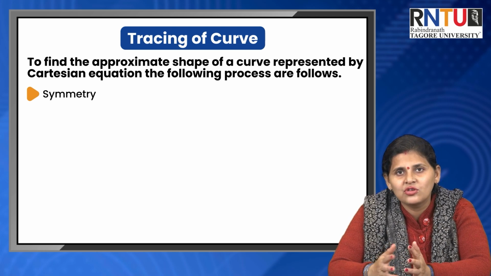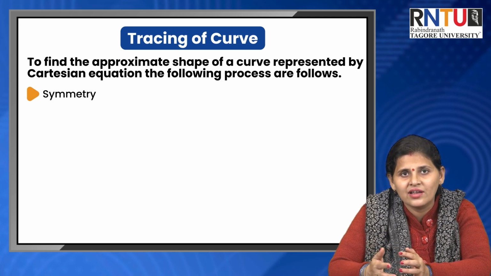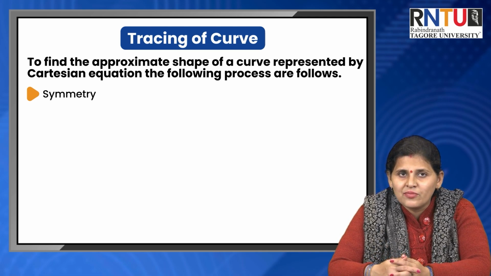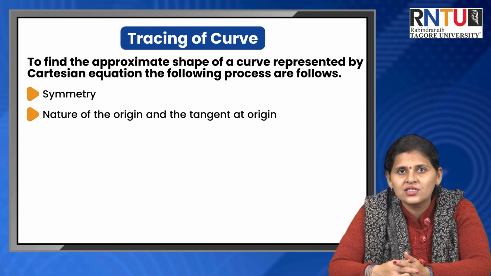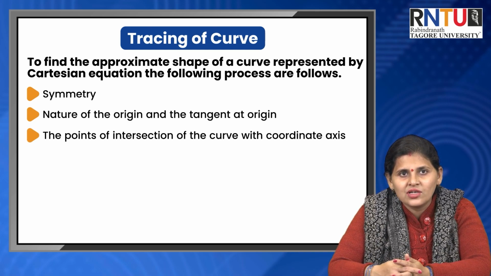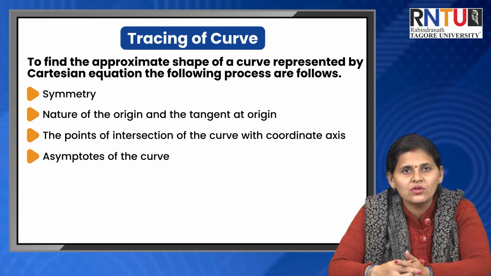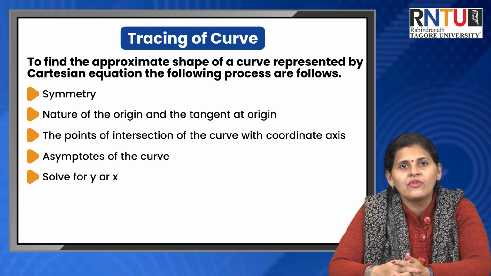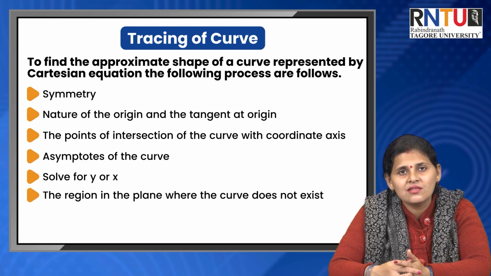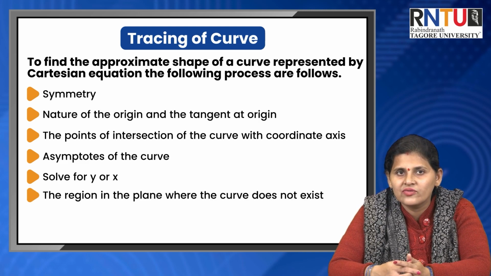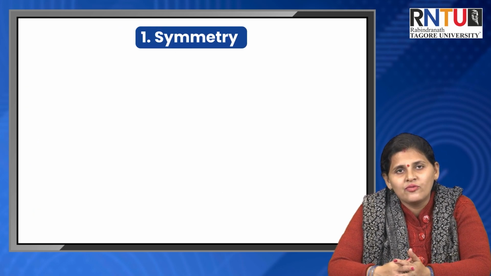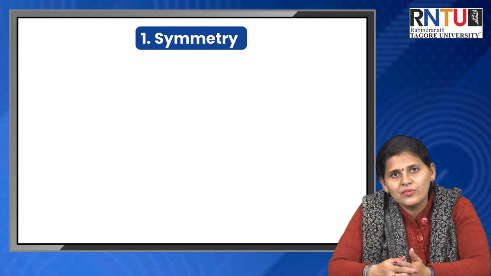If you are given a Cartesian equation and asked to draw the curve, you opt for this process. First, find symmetry. Second, nature of the origin and the tangent at origin. Third, the points of intersection of the curve with coordinate axes. Fourth, asymptotes of the curve. Fifth, solve the curve for y or x. Sixth, the region in the plane where the curve does not exist. And seventh is special points. First, how to find symmetry?